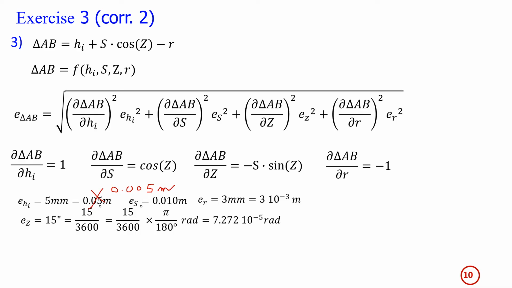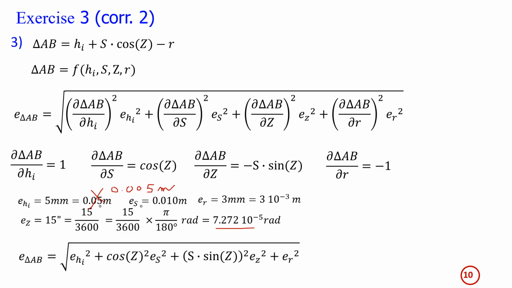ES is 10 centimeters, I replace it in meters. ER is 3 millimeters, I convert it in meters. And the error on the angle, which is 15 seconds, I replace by 15 divided by 3,600 in degrees, multiplied by pi over 180 degrees. It will give you the value in radians. This is my value in radians. So the error in delta AB would be this value.